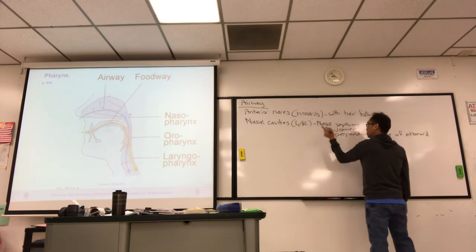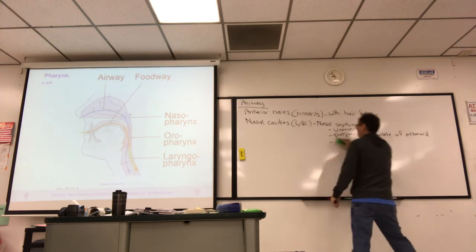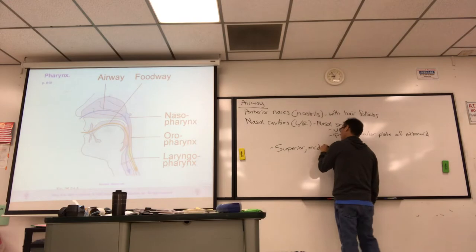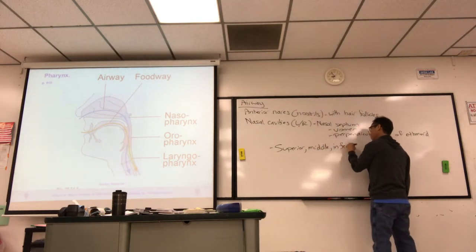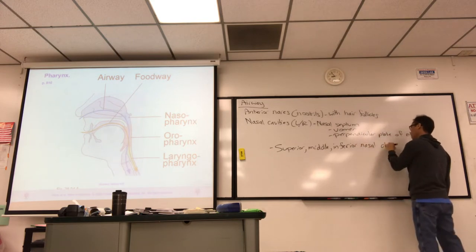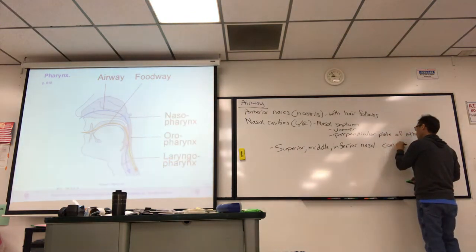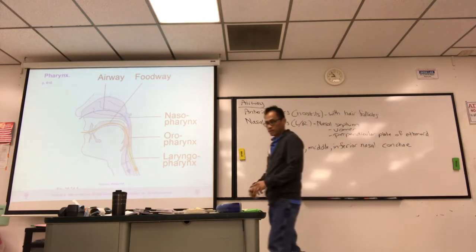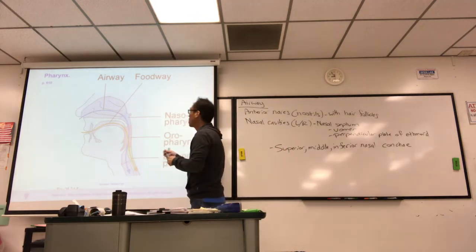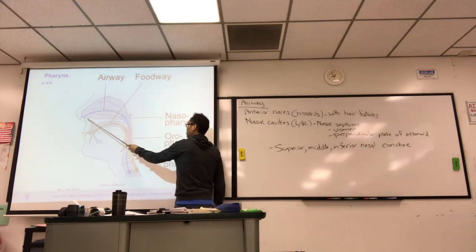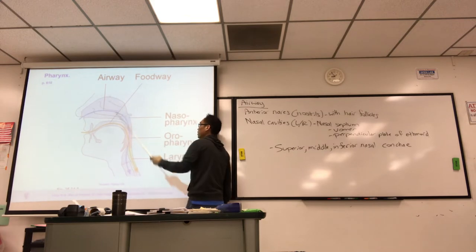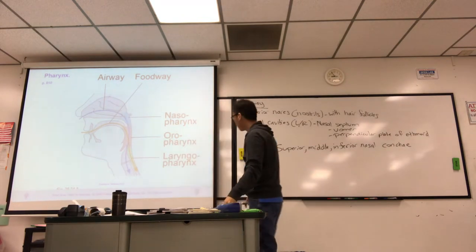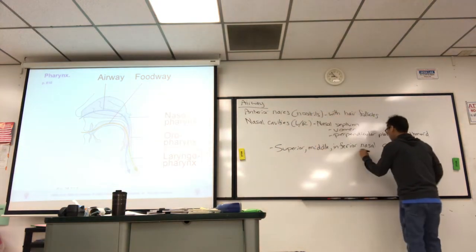So I'll list this under nasal cavities. Let's see if I put my bullet point here. Superior, middle, inferior nasal conchae. You can see them on the picture, the little shelves hanging off. Superior, middle, inferior nasal conchae. As you ventilate air through it, it gets trapped in the meatuses underneath. And that slows the airflow down as you suck air through those tiny spaces, these shelves. So the nasal cavities really help, these nasal conchae, they're described as turbinates.